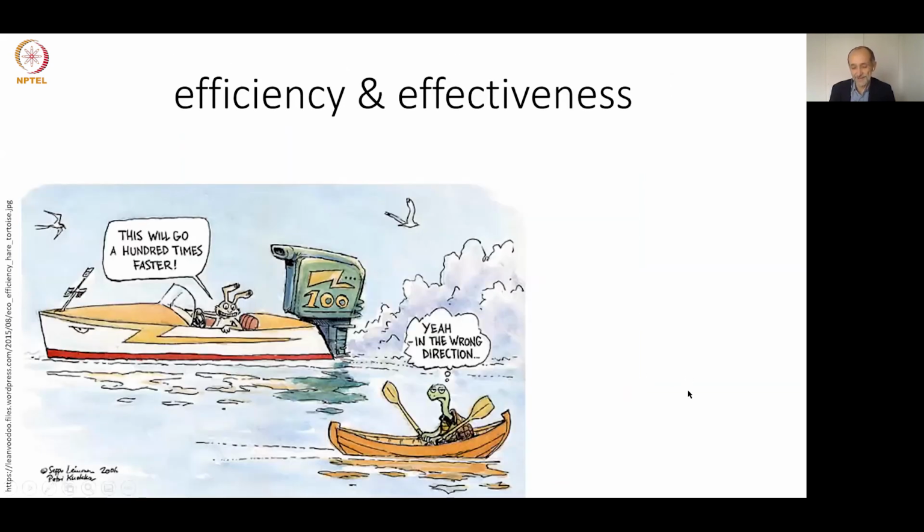Another cartoon that I like a lot to share, in order to emphasize the difference between being efficient and being effective, is this one. The rabbit says, okay, we can go 100 times faster. But the question is not to be faster. If you are not effective, the question is not how fast you are going in this direction. If you are going in the wrong direction, it doesn't matter how efficient we are.